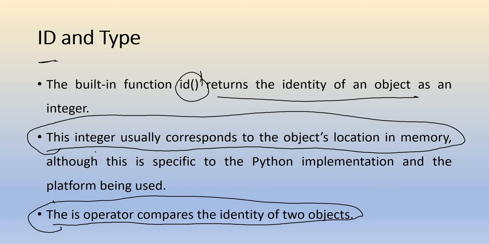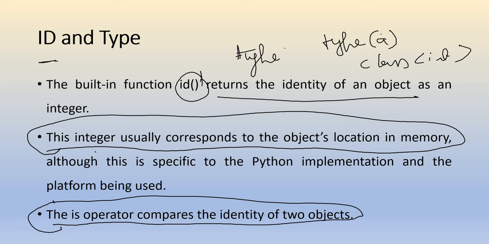And the type function gives what type it is. If it is the type of a, it gives the class int; if it is a string, it gives the class str. We will see programmatically how it shows the various data types, or what type of data variable a holds. That particular data type it shows, either class int, class float, class string, or class boolean, whatever it is. So this is nothing but id and type.